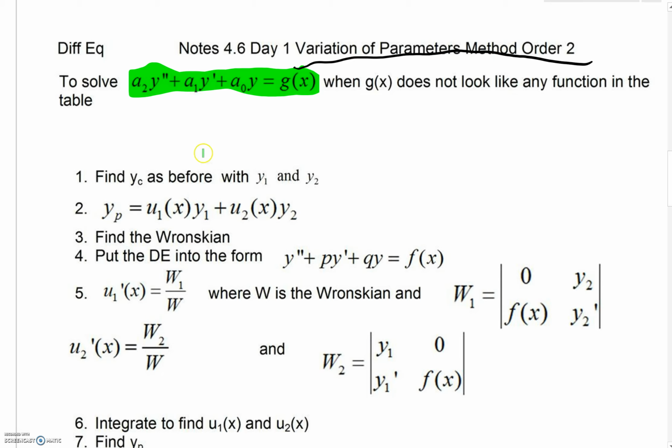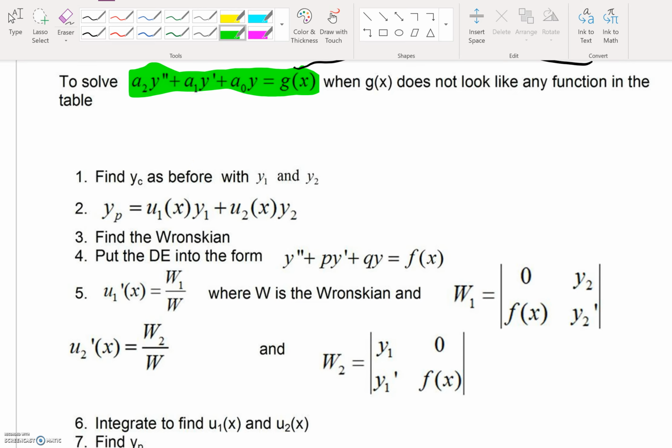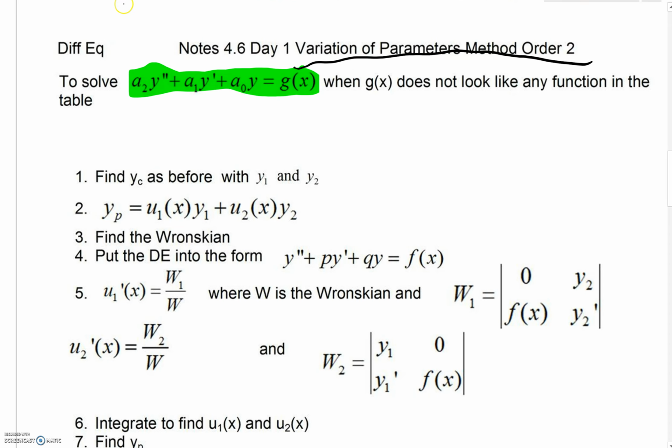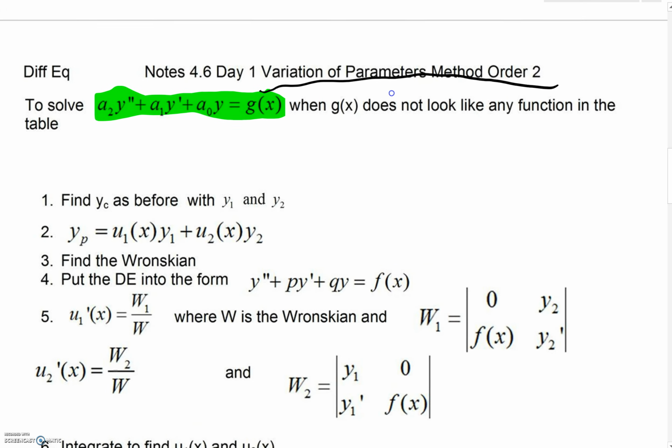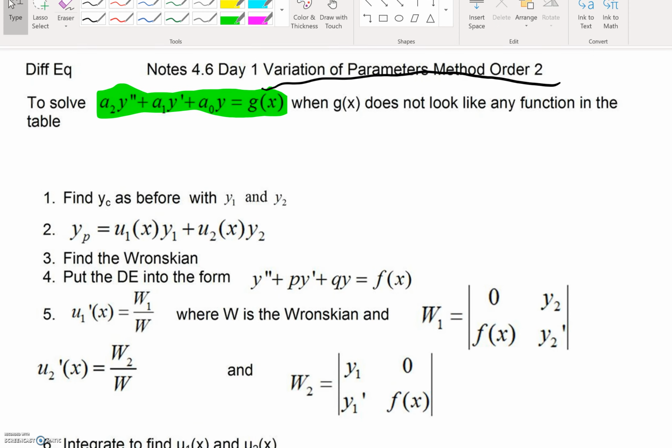Well, what do we do? First, you find y sub c as before. That's with those quadratics. It's pretending that your right-hand side is 0, that you have a homogeneous differential equation. And then you solve with y equals e to the mx. And in general, you get a quadratic, and we solved so many differential equations like that. You'll get a y1. You'll also get a y2.